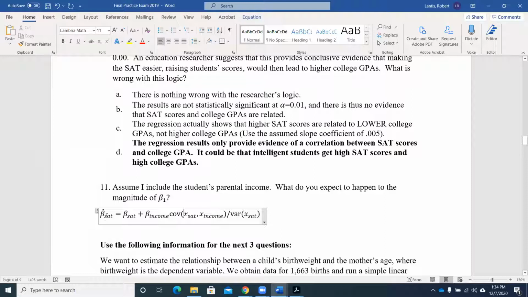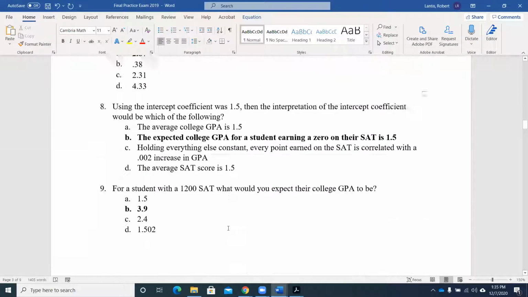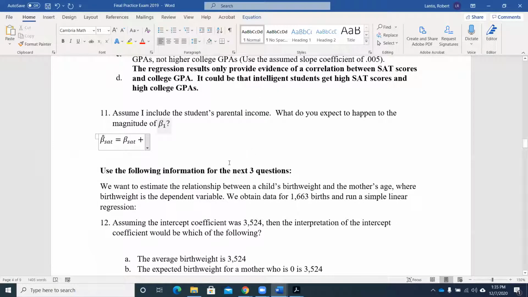So when we get that coefficient estimate for SAT scores from our original naive regression, where we left income out, we'll pick up the true effect that SAT scores have on GPA, but also this positive bias amount. If we then included parental income, we would be eliminating this bias, which was positive. So now our new estimate would be smaller. What do you expect to happen to the magnitude of your estimate on this beta 1 variable on the SAT score? We'd expect it to go down if we were able to include parental income.